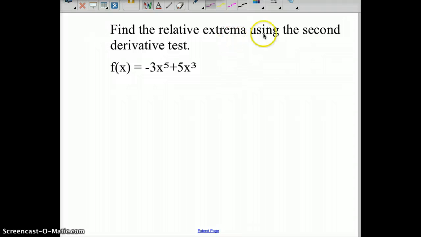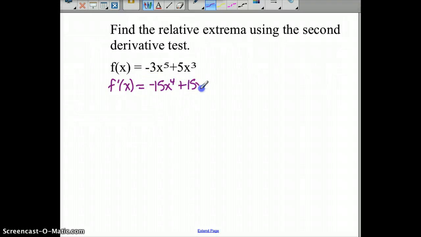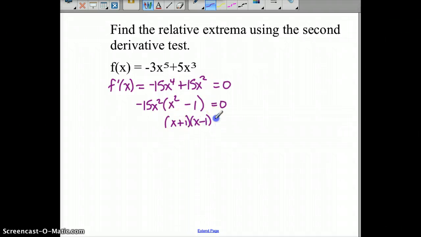Find the relative extrema using the second derivative test. So first we find the critical numbers using the first derivative. So we've got negative 15x to the fourth plus 15x squared. We set that equal to 0. So we pull out a negative 15x squared, which leaves me with x squared minus 1. We can factor that again to x plus 1 times x minus 1, or we could just solve that by itself if we want.